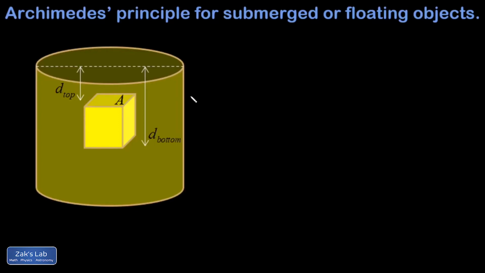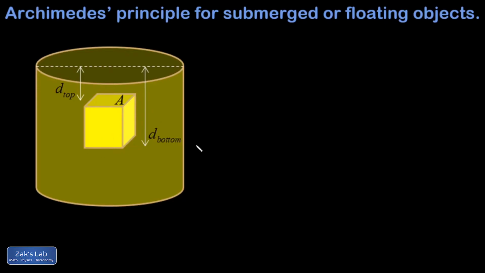In this video, we're going to derive an expression for the buoyant force on a submerged object, and then we'll apply that to a rock sitting on the bottom of a river. Then we're going to look at an expression for the buoyant force for a floating object and apply that to a floating iceberg.